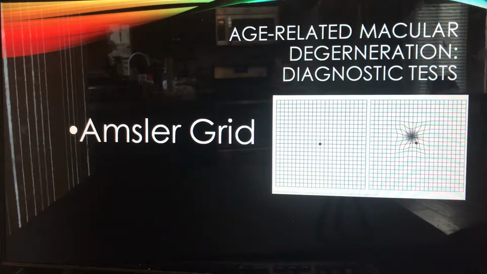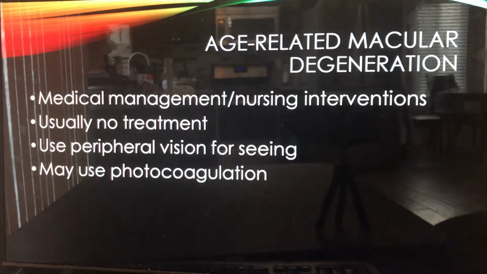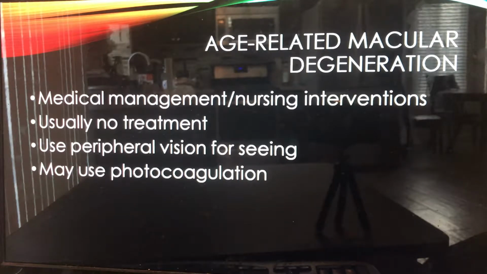For the diagnostic test, they're going to do what's called the Amsler grid. For medical management, there's usually no treatment. Use peripheral vision for seeing, and they may use photocoagulation. So there's not much they can do about this one. Even though they've lost their central vision, they can still have their peripheral vision.